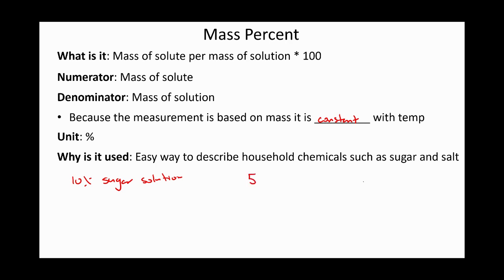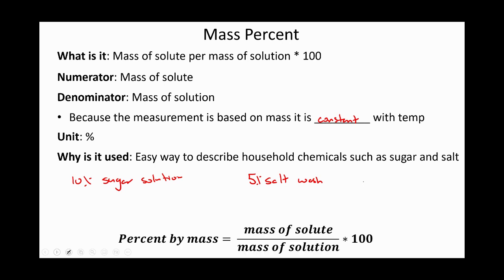Or, you just got your wisdom teeth out and you have to wash your mouth. Why don't you make a 5% salt wash in order to disinfect those pockets in your gums? And so this is a very tangible way to talk about concentration. And in terms of how we calculate it, we put down what we've talked about in our numerator and denominator, multiply it by 100, and that's how we get to these concentrations.